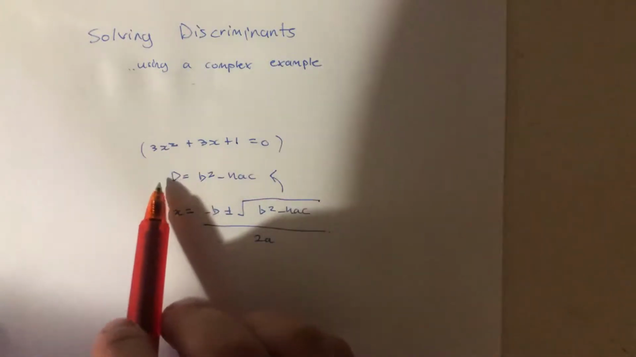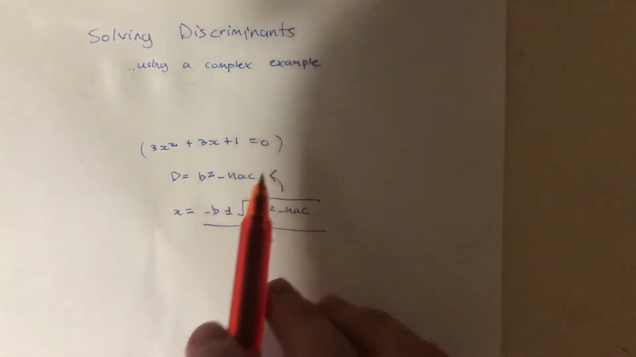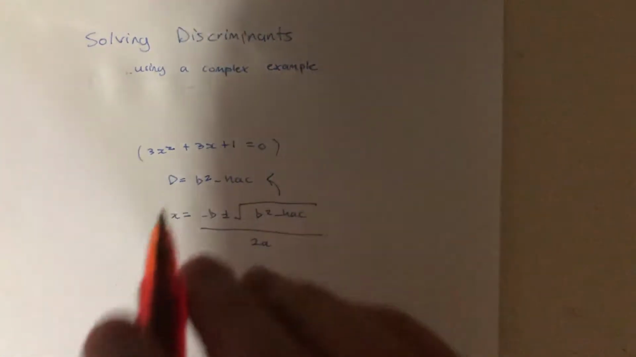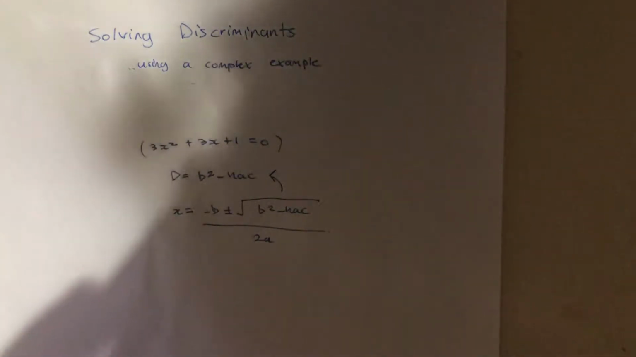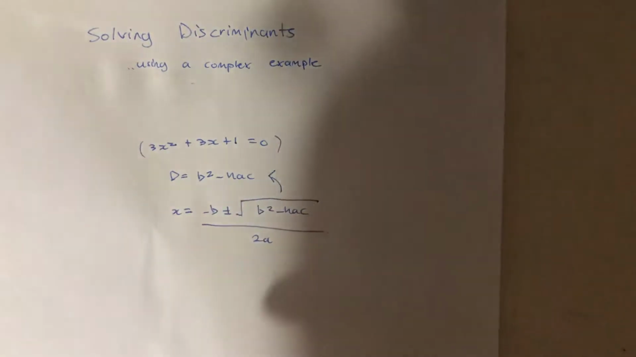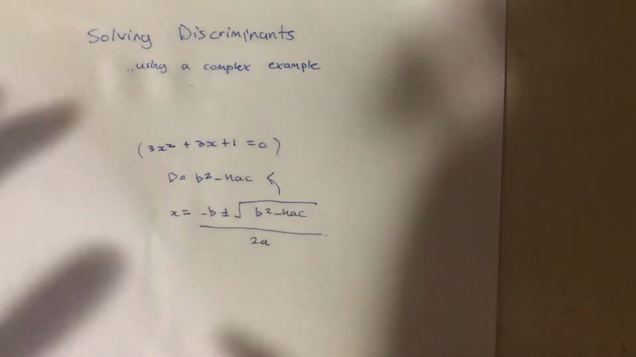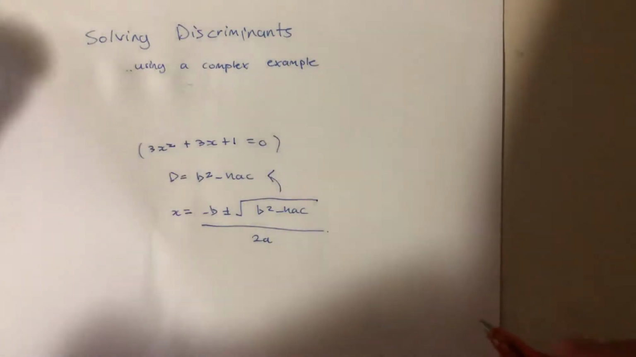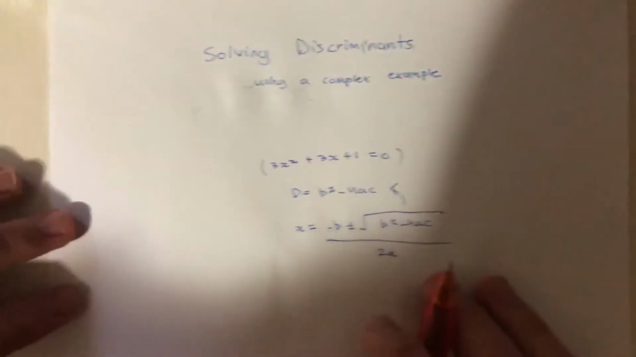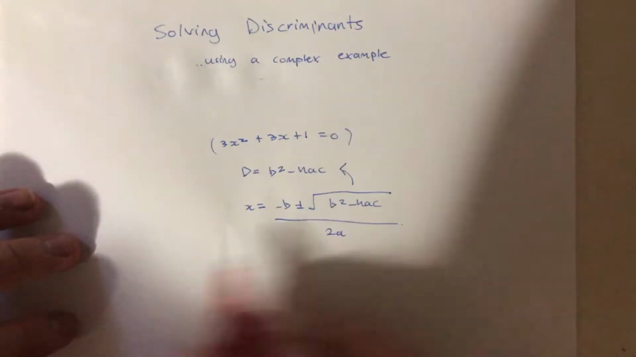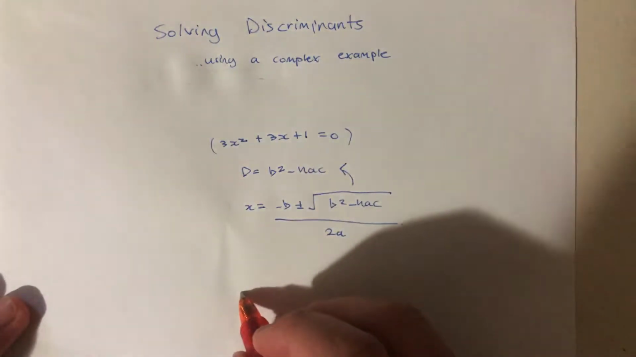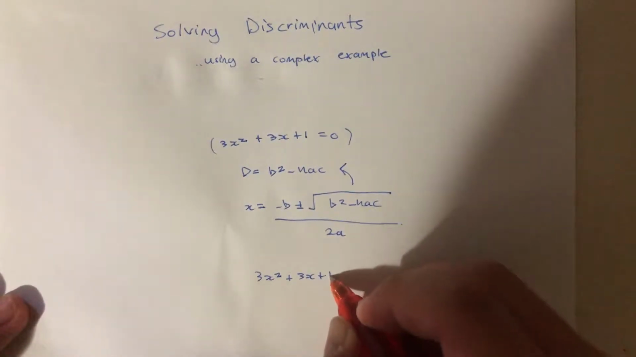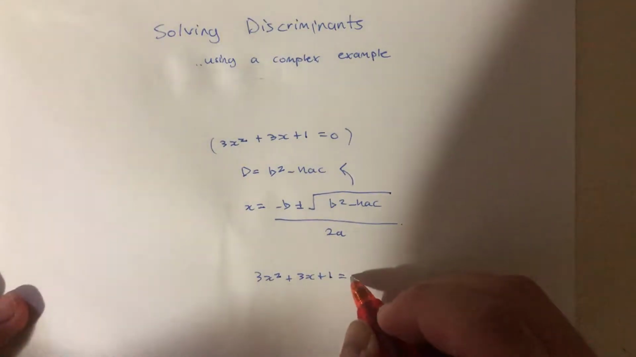So it's asking us d equals b squared minus 4ac for 3x squared plus 3x plus 1 equals 0. We have to determine the value of the discriminant and state the type of solution for the given equation. So we're going to do that right now. At the side, we can write it down here: 3x squared plus 3x plus 1 equals 0.